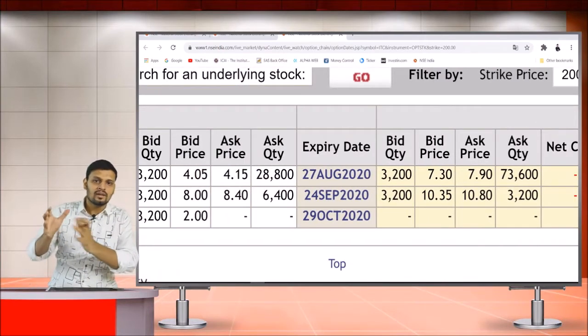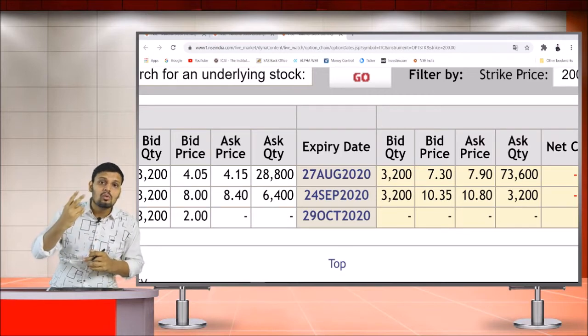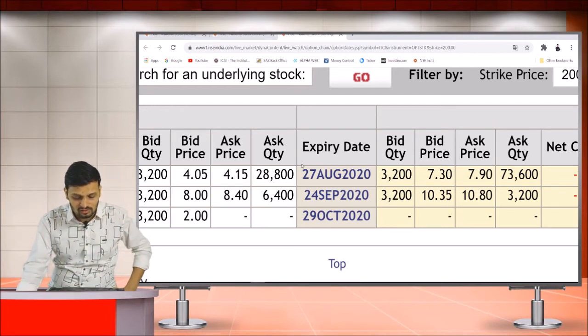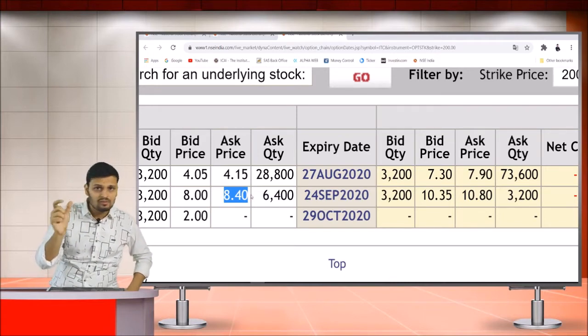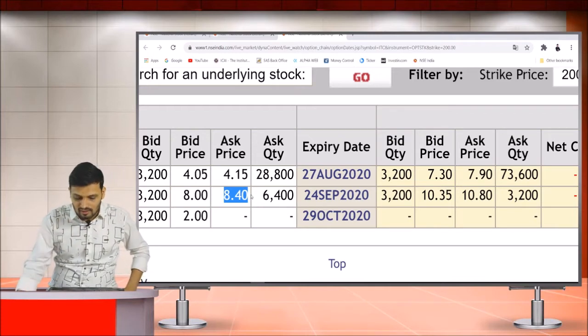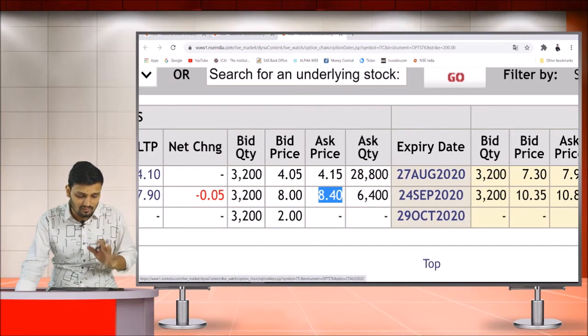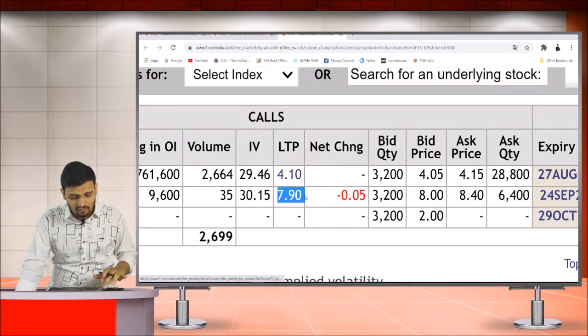So, Sangeeta, if you want to buy ITC options after 3 months, how much premium do you have to pay? 4.15 rupees if the expiry date you are choosing is August, and 8.40 if the expiry date is September. Why is this doubling? Because of the time value of money, right? The same strike price, the same ITC options, why is the premium payable for 24th of September higher than the premium payable for 27th of August? Okay, sorry, I think I have taken the ask price. It is 7.90 and 4.10.